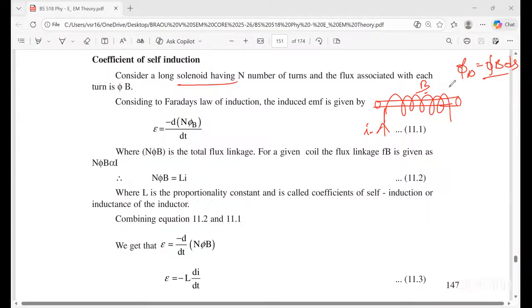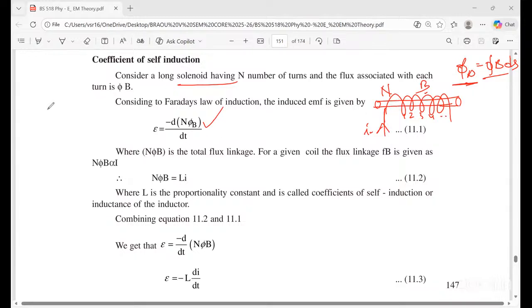How many turns are there? If capital N turns are there, first turn, say 3, 4, like that, N turns are associated with it. Then the flux is denoted here as phi B. According to Faraday's law, E equals minus d phi B by dt. If N turns are there, E equals minus d(N phi B) by dt. That is the equation.